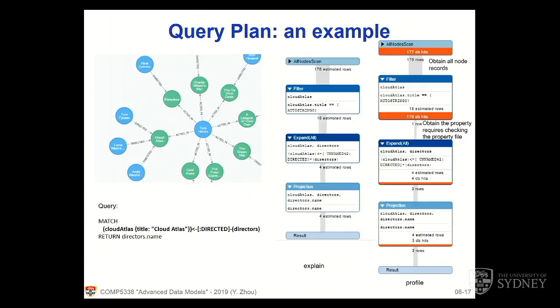Yeah, there's the all-node scan, and then the property, by checking the property file, then directing the relationship of Cloud Atlas, and then finding all of them.